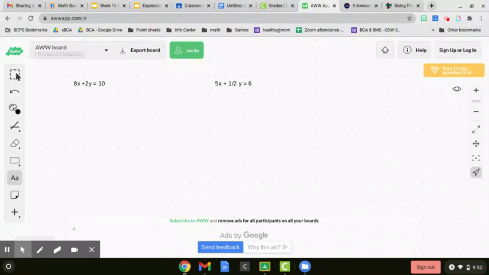Sometimes you'll be given an equation and it's not in slope-intercept form. You'll need to convert it to slope-intercept form to be able to graph it easily or solve for other variables. So I will show you two examples on how to do that.